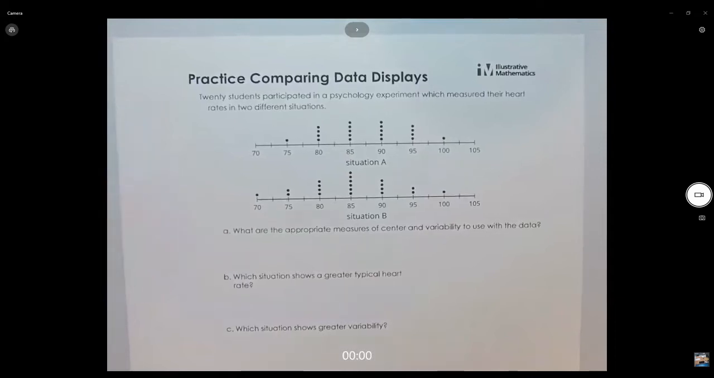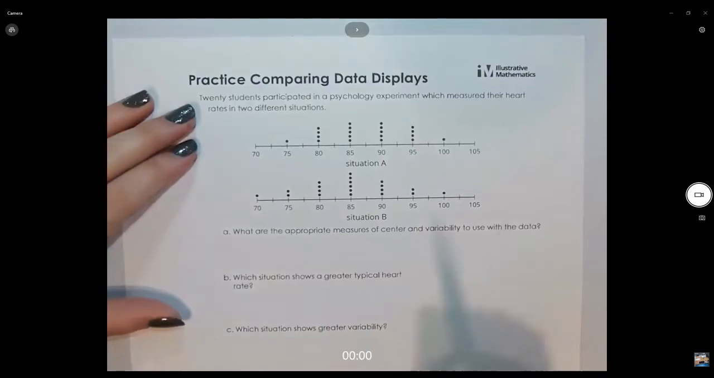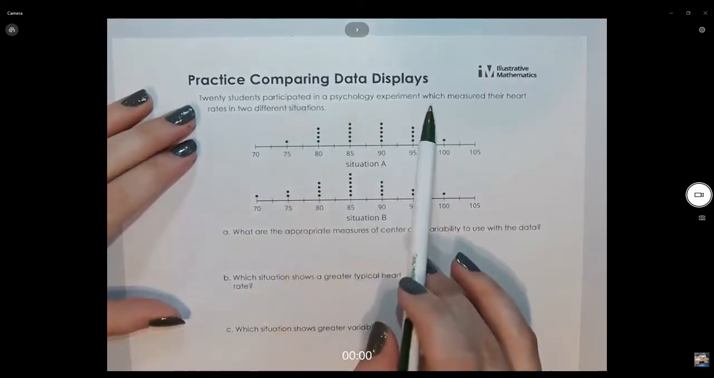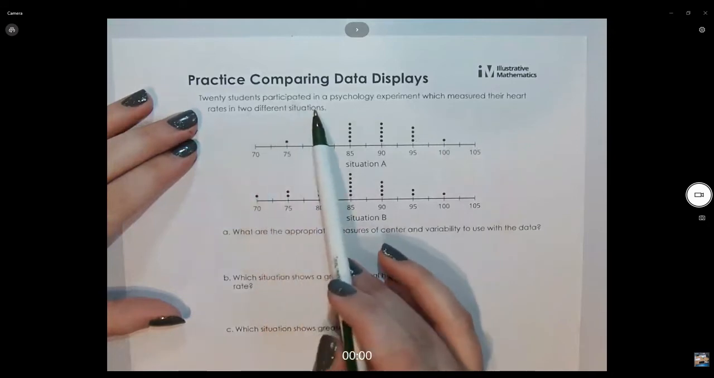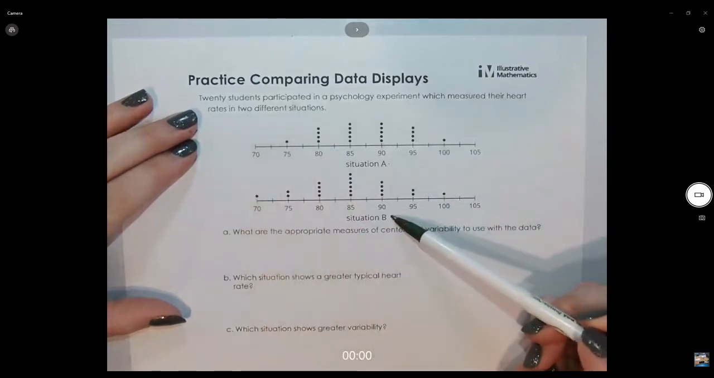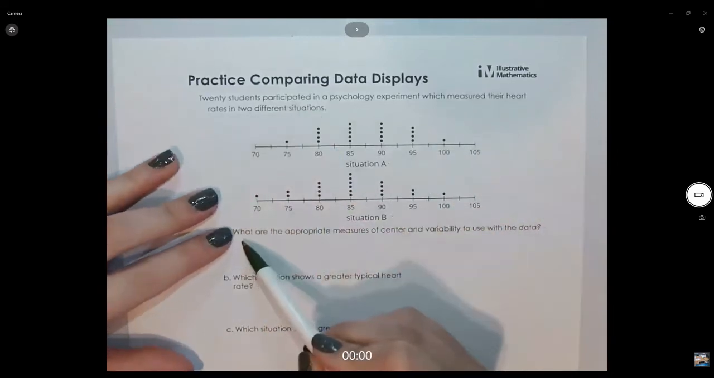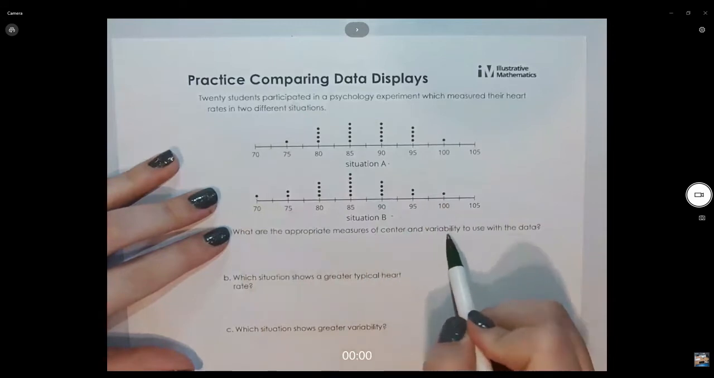Let's look at examples of comparing various data displays and some questions you might see for those. This one says 20 students participated in a psychology experiment which measured their heart rates at two different situations, situation A and situation B. What are the appropriate measures of center and variability to use?